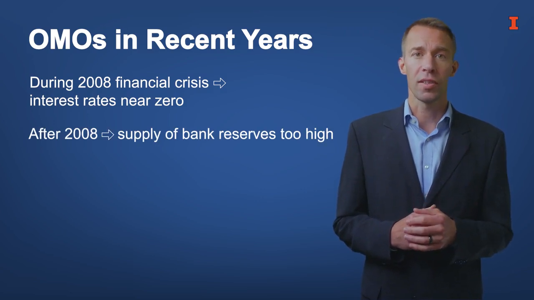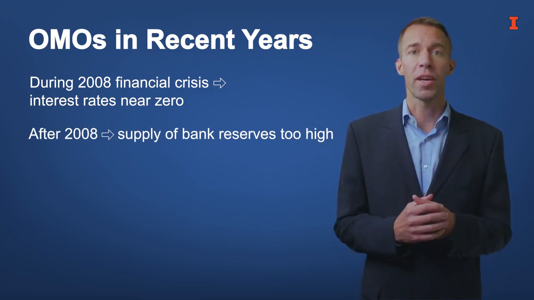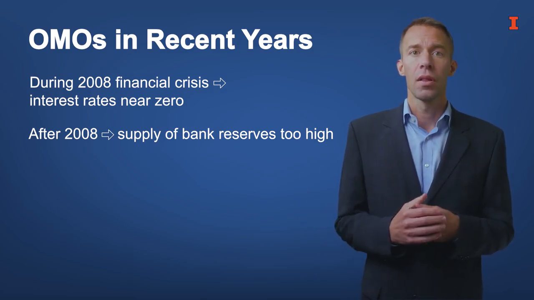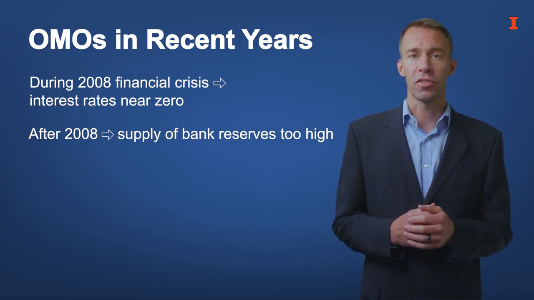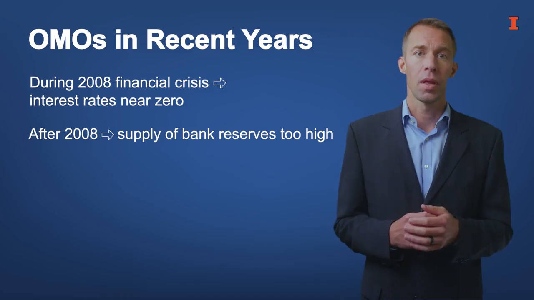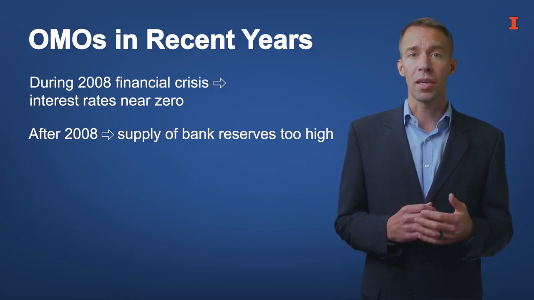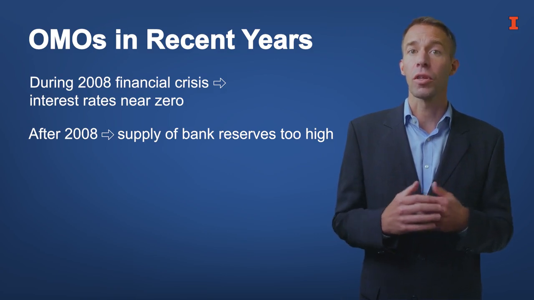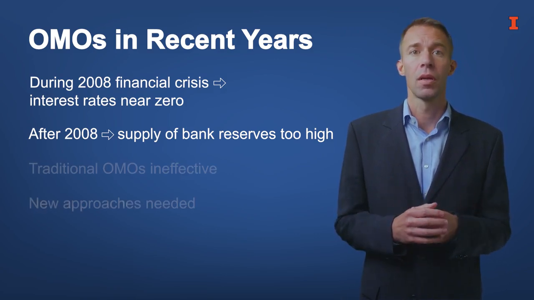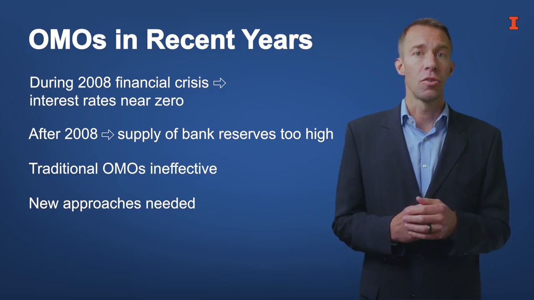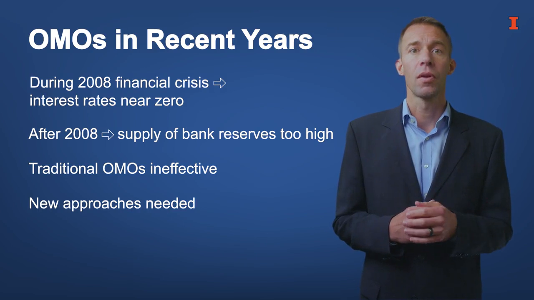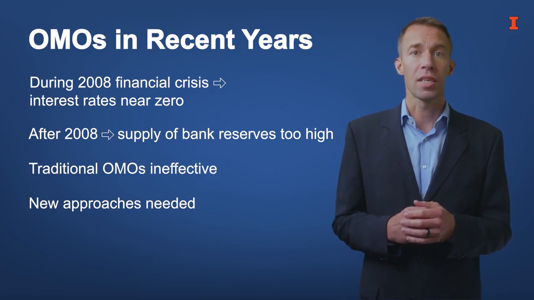After the financial crisis, the aggregate supply of bank reserves was now larger than ever. This was a direct consequence of large-scale interventions by the Federal Reserve. This meant that open market operations would no longer be as effective in controlling the short-term interest rate. The Fed needed new monetary policy tools to deal with these problems. We will discuss these issues in a separate lecture.